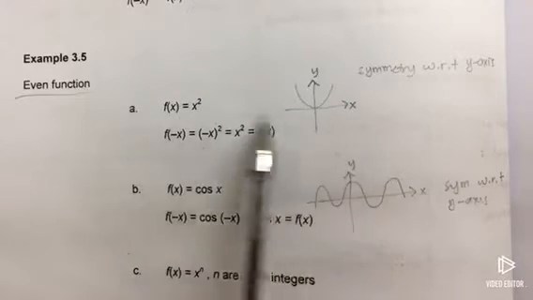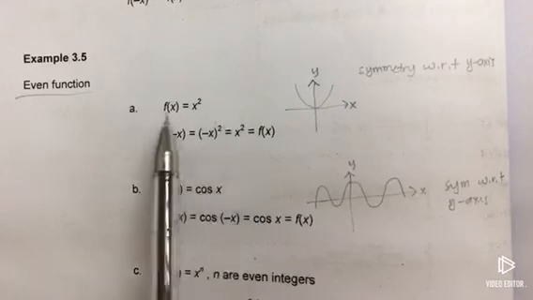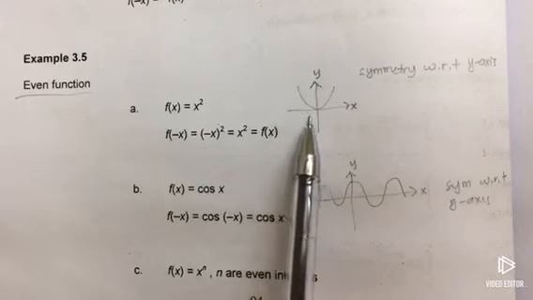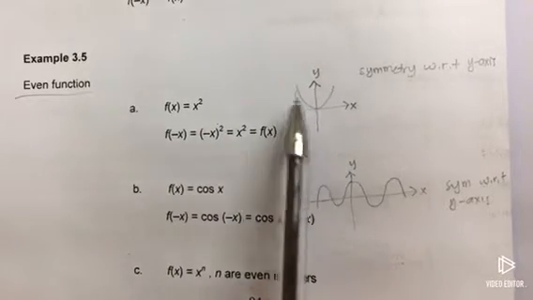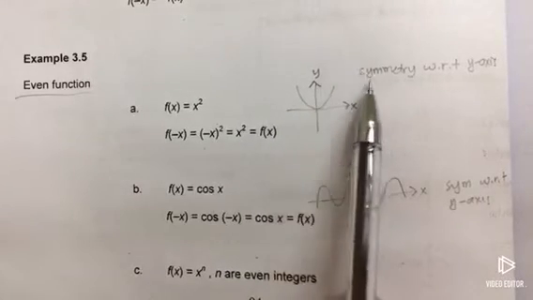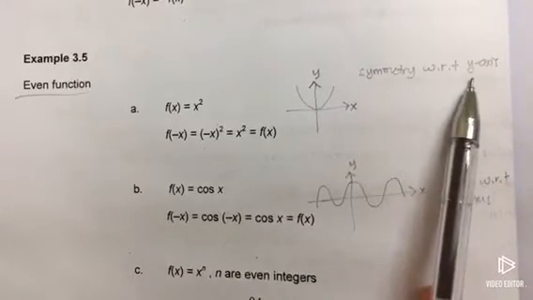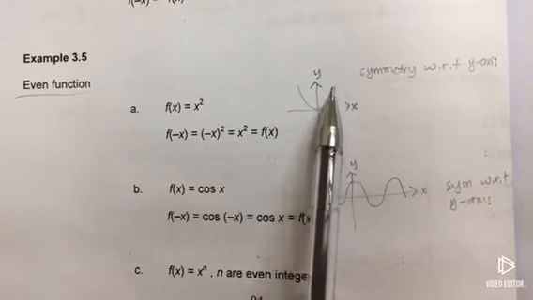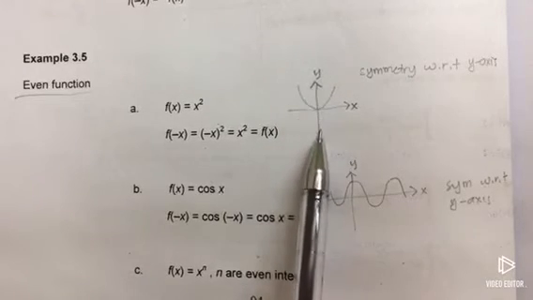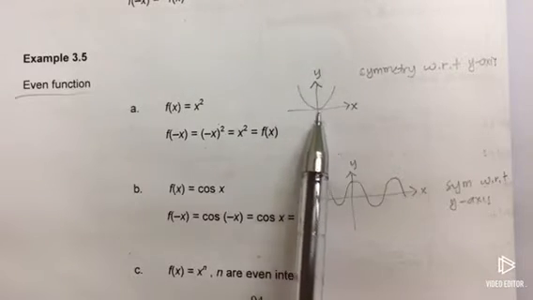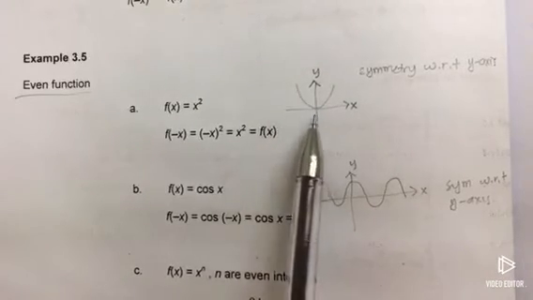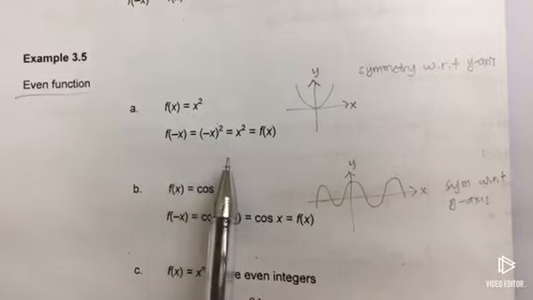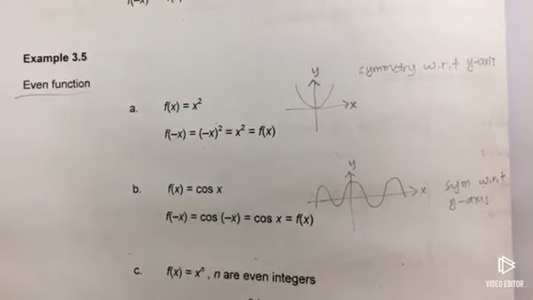Or we can draw the graph of f of x equal to x squared. We get this shape of graph. Okay, this graph is symmetrical with respect to y-axis. When we fold this graph right side with respect to y-axis, we get the left side. So we can conclude that f of x equal to x squared is an even function.